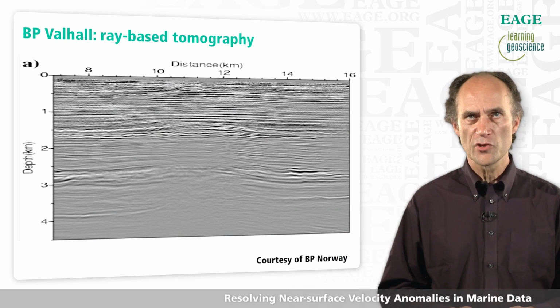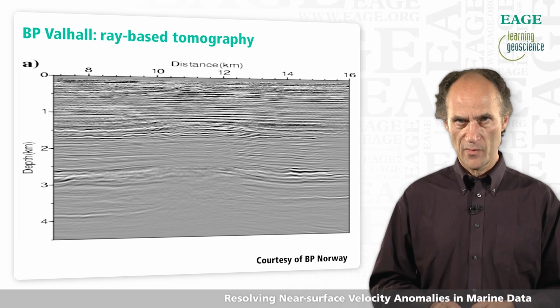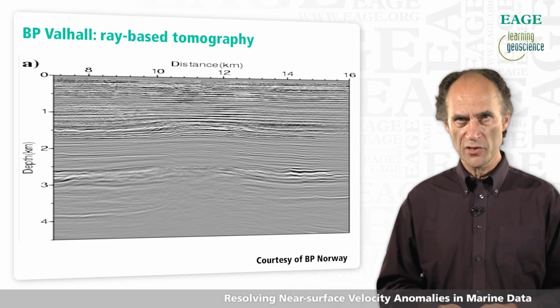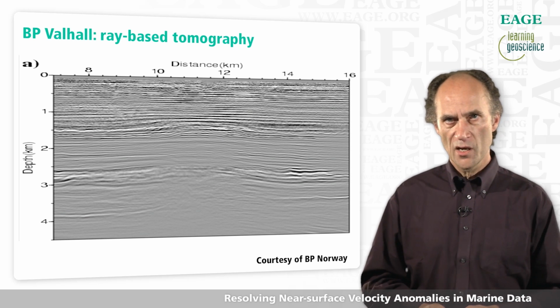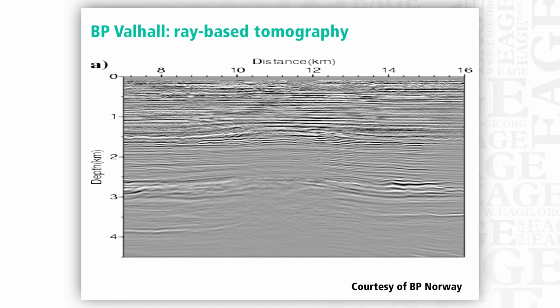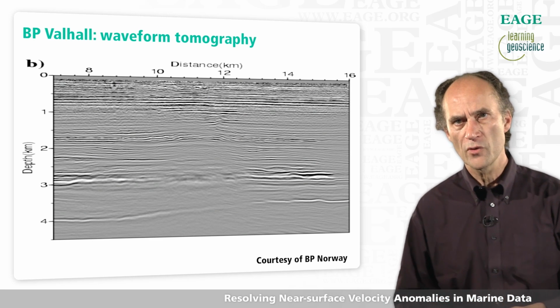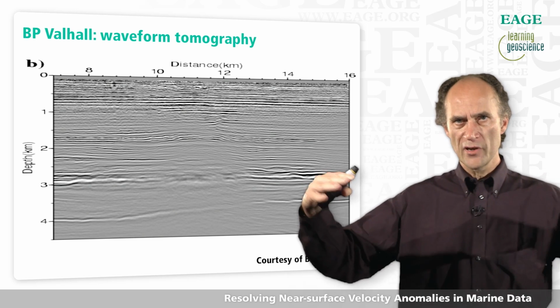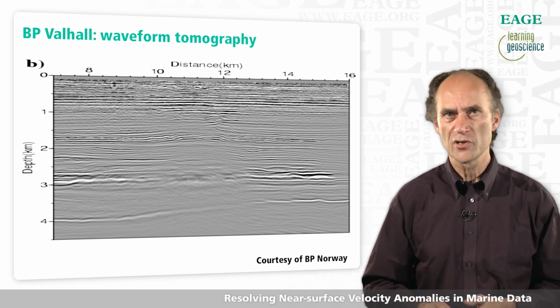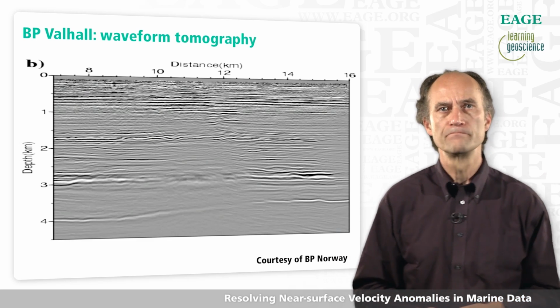There's a migration using a model based on ray tomography and the corresponding migration based on waveform tomography. And it's difficult to tell whether one is good, bad or indifferent compared to the other, but what you do see in the deep part of the section here with the model from waveform tomography is a more continuous deep structure. So that simpler deep structure implies that the velocity model above it is more correct. If you look again at the ray-based model, that deep event falls apart. It's a poor image in the deep section, so something's wrong in the overburden.